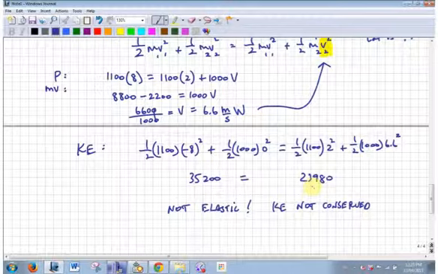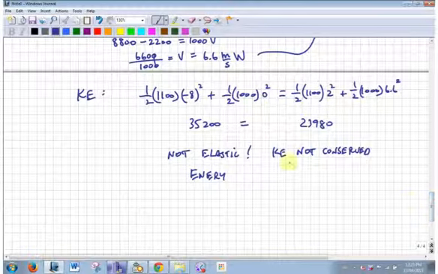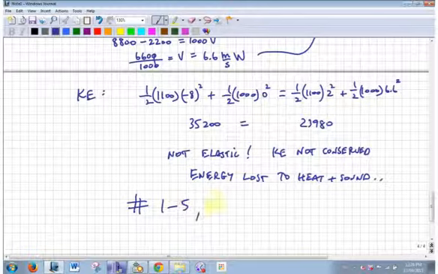I lost some. Where do you think it went? You bet. But don't just assume, because you see a car crash, because I'm going to give you problems where it is conserved, which isn't really realistic. You don't just say it's a car crash, therefore energy is lost to heat and sound, that's the two main ones, I guess, right? Okay. 1 to 5 and 7.